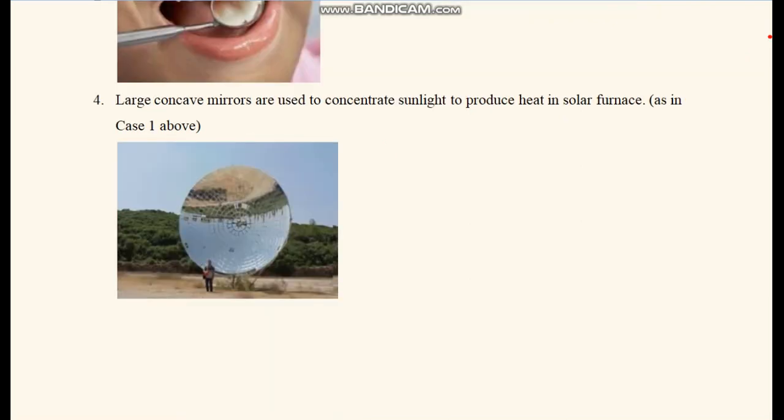The fourth use is that concave mirrors are used to concentrate sunlight in a solar furnace to get immense amount of heat. This is the case 1 that we have discussed above, that is when parallel rays coming from a far off object, that is sun, when these parallel rays strike on the mirror, they get concentrated at a point called focus. And when so much sunlight gets concentrated at the focus of the mirror, a large amount of heat is produced which can be put to further uses.